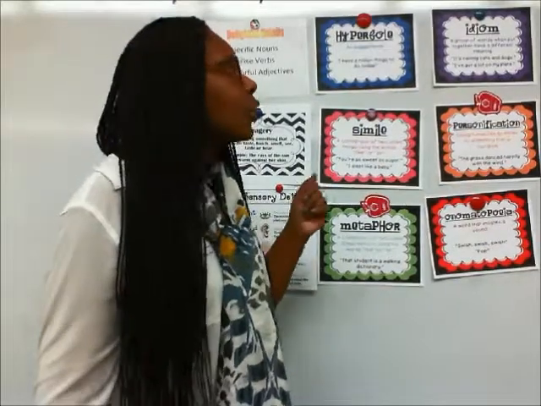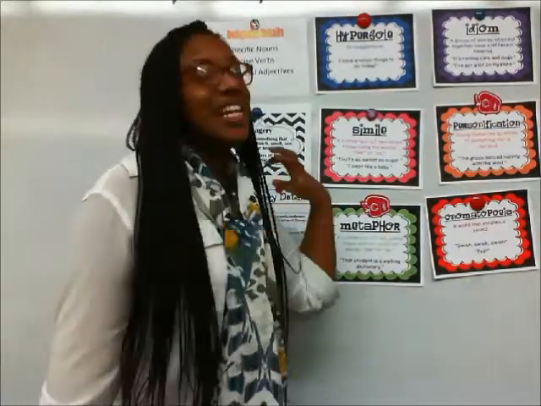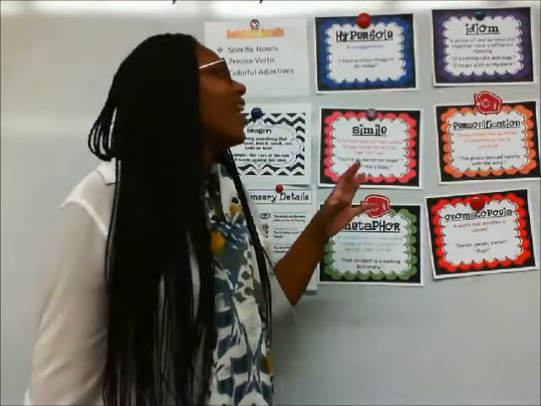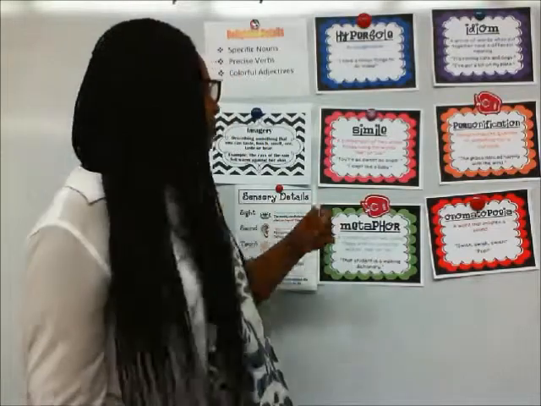Idiom. A group of words, when put together, have a different meaning. It's raining cats and dogs. I've got a lot on my plate. We know that those are both figures of speech that are intended to mean something different.